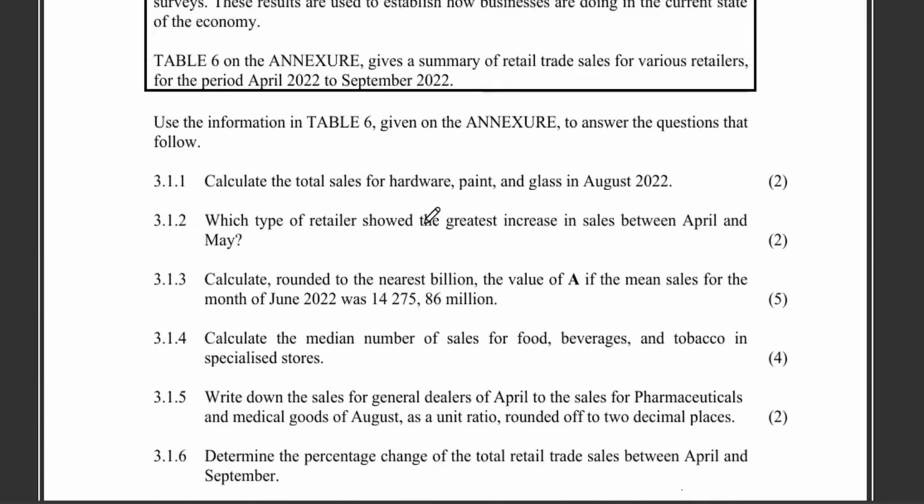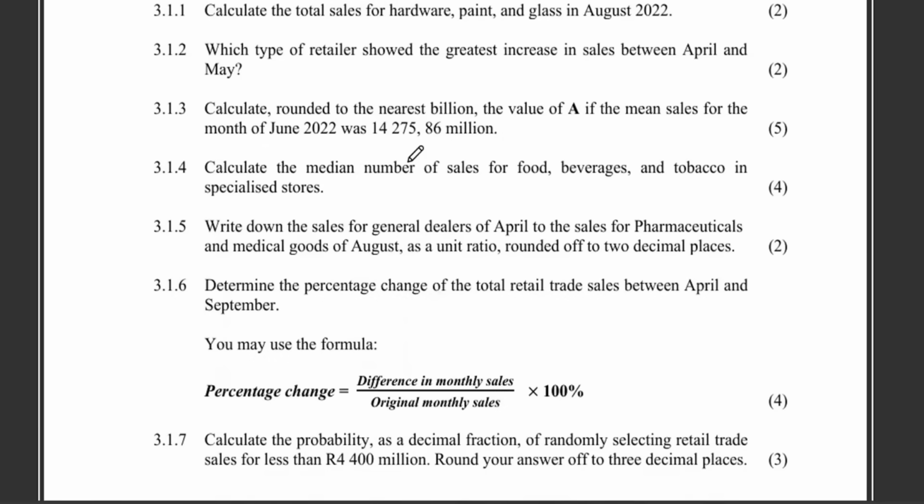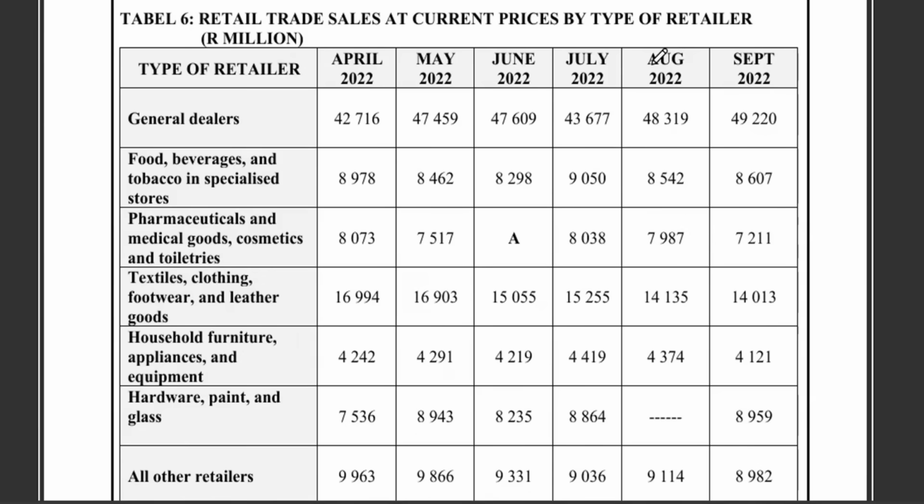Calculate the total sales for hardware, paint, and glass in August 2022. So we shall come here, August 2022, it's this one here, but we need to look for hardware, glass. So it's this number that is missing here. That number there, it's missing. What are we going to do?